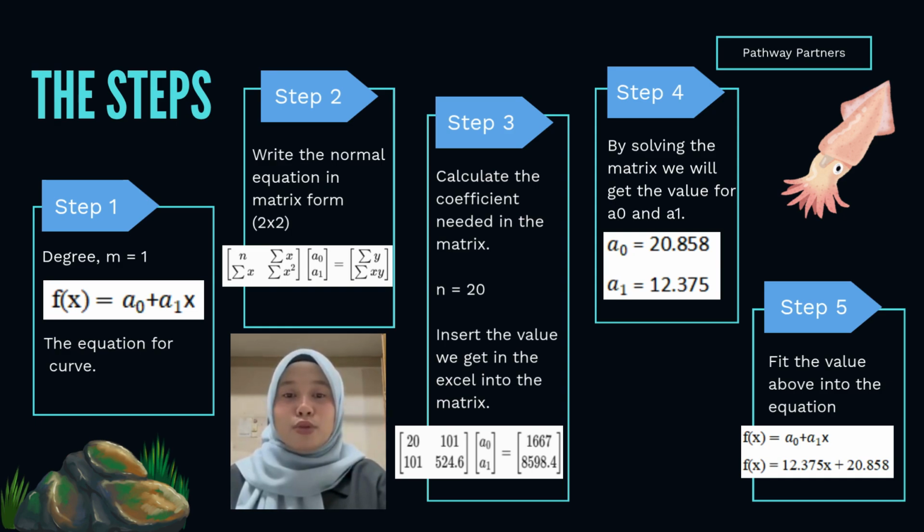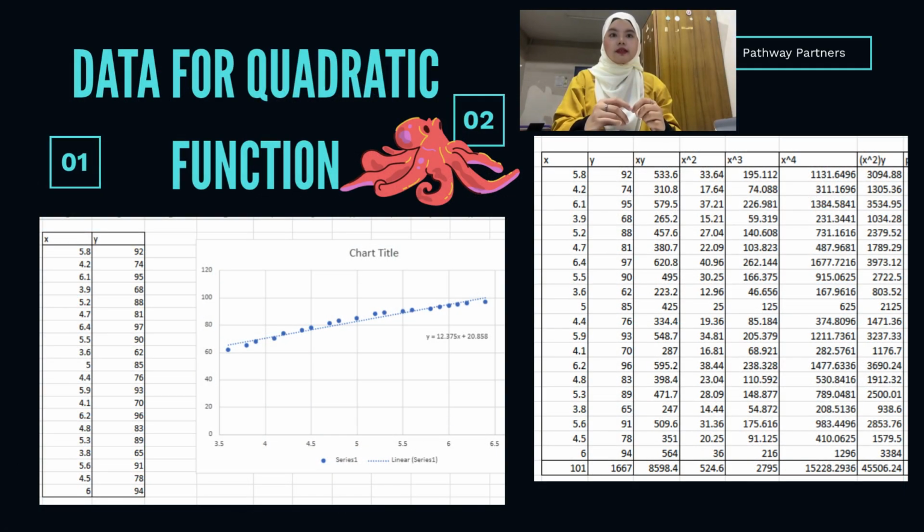giving us a0 equal to 20.858 and a1 equal to 12.375. Finally, in step 5, we substitute these calculated coefficients back into our original formula to get our final best fitting linear function, which is f(x) equal to 12.375x plus 20.858.